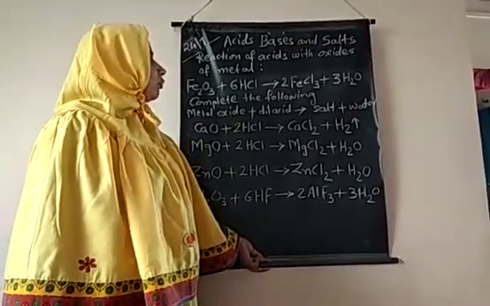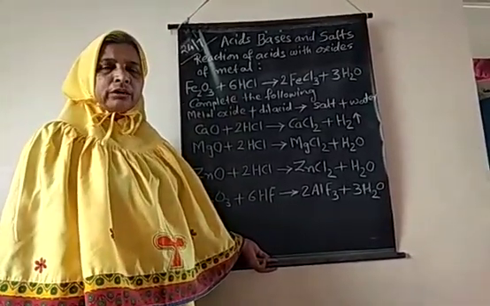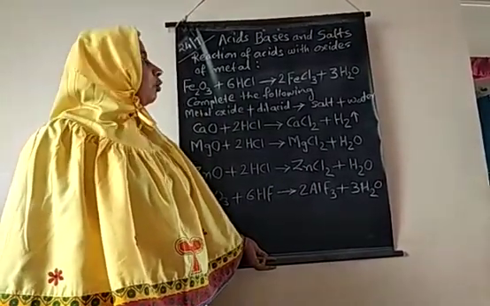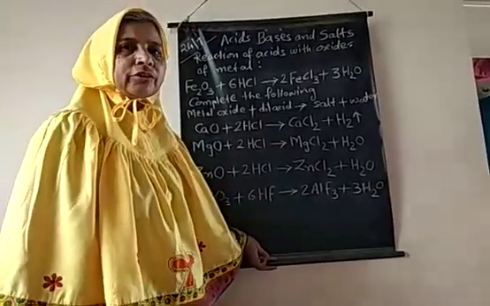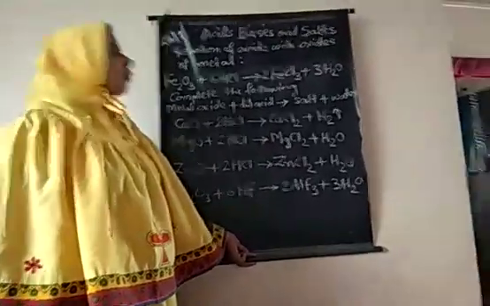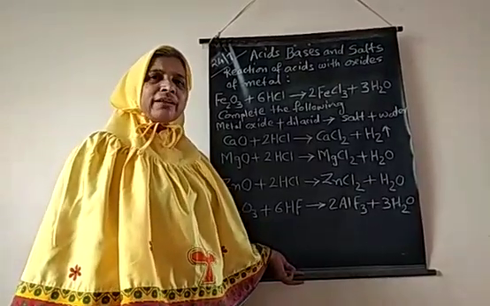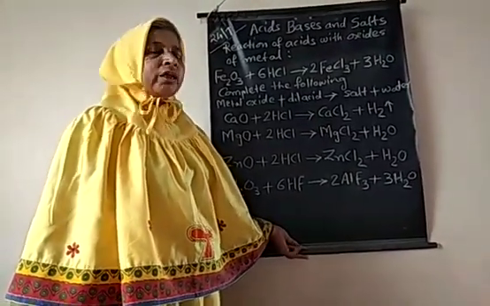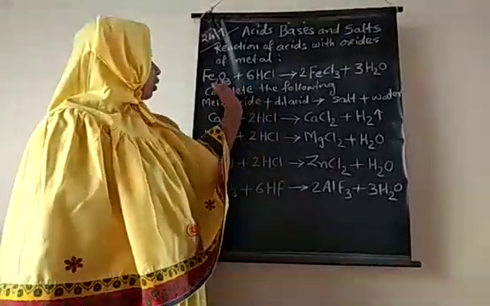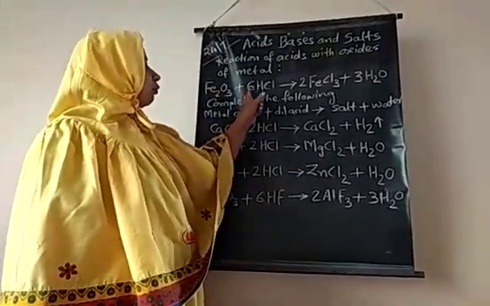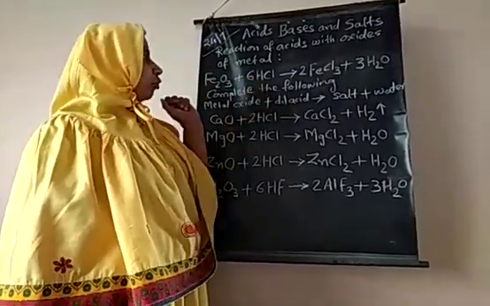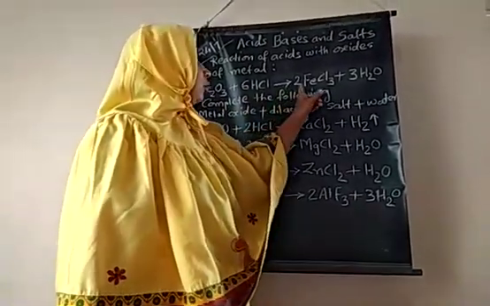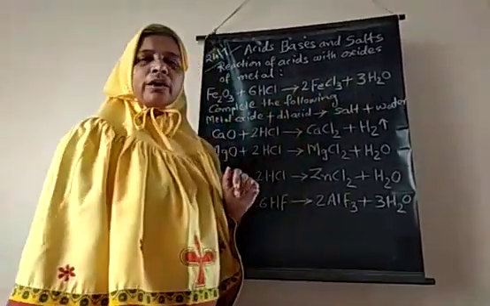Now, reactions of acid with oxides of metal. What is the effect of acid when oxides of metals react with acid? When oxides of metal react with acid, the corresponding salt and water are formed. For example, ferric oxide, when it reacts with dilute hydrochloric acid, forms ferric chloride and water.